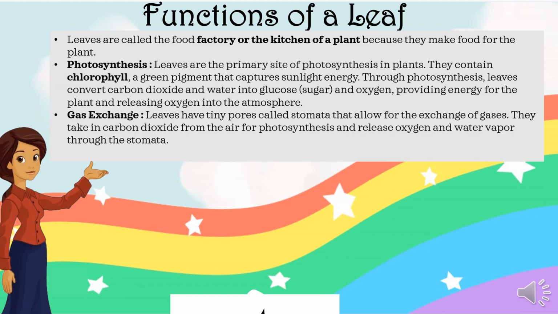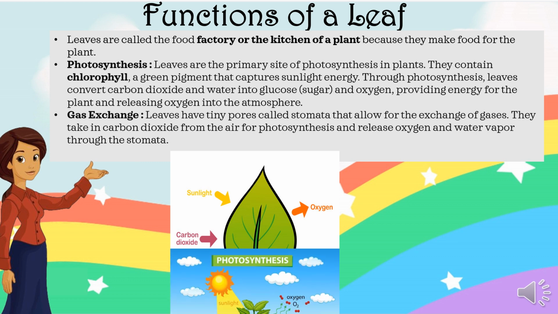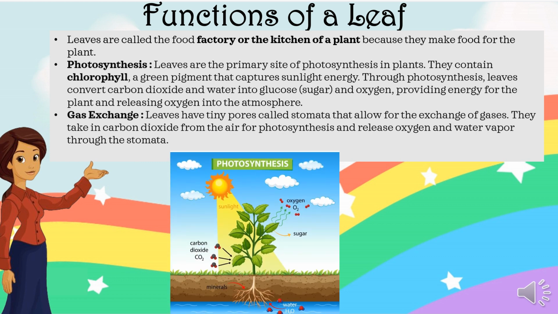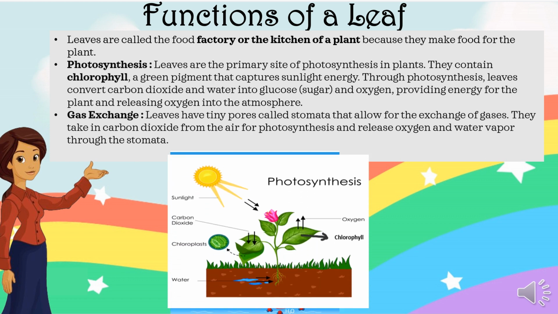Now it's time to dive deeper. Let's uncover even more fascinating roles that leaves play in the life of plants, i.e., the functions of a leaf. Leaves are called the food factory or the kitchen of a plant because they make food for the plant. A green leaf makes food for the plant using carbon dioxide and water in the presence of chlorophyll and sunlight. The process is called photosynthesis. A leaf cannot make food if any of these things is missing.